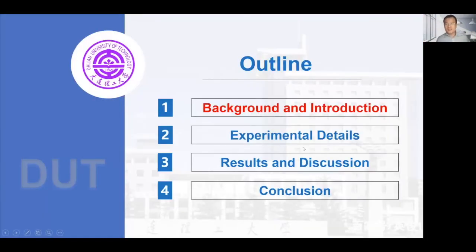So this is an outline of today's presentation. I will start with the background and introduction, then move on to the second part, experimental details, followed by results and discussion, and finally, conclusions.